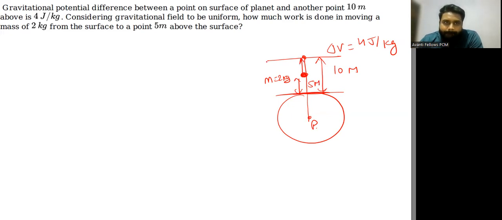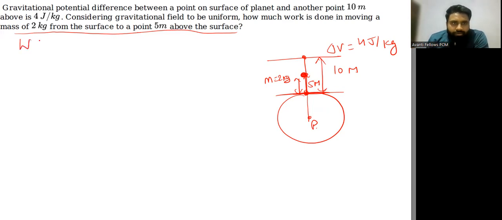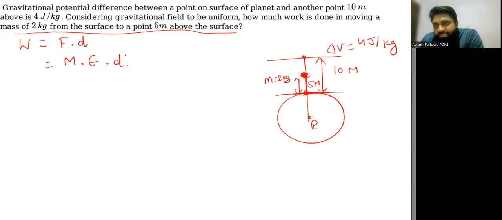So we have to move this mass of 2 kg from 0 to 5, from the surface to a point 5 meter above the surface. And we need to calculate the work done in that. Now, work done here is nothing but force into displacement. The force acting here is the gravitational force of attraction. We can also write it as mass into gravitational field intensity into distance. Now this gravitational field intensity we can calculate with the help of this potential difference.